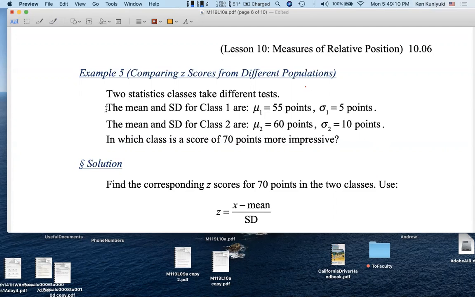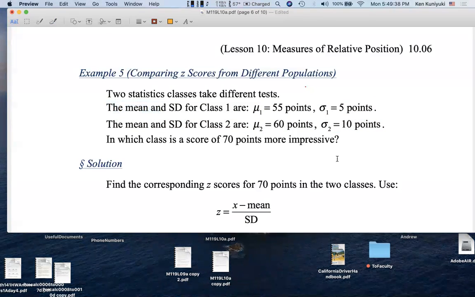Let's say they want the iPhone. Okay, so let's say that for kid one, the mean and standard deviation for class one, which kid one is in, had a test mean, mu sub 1, of 55 points and a standard deviation for test 1 of 5 points. In class 2, where kid 2 is in, let's say that the mean, mu sub 2, was 60 points and the standard deviation, sigma sub 2, was 10 points.